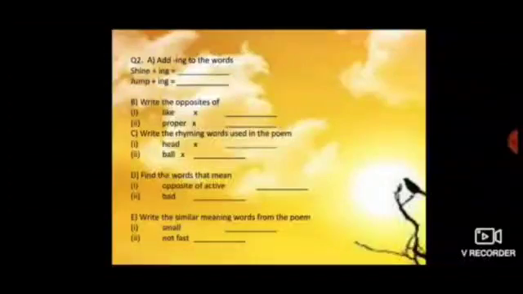Question number 2. Add ing to the words. Shine plus ing. You have to do them on your own. Jump plus ing. Write the opposites of like, proper. C. Write the rhyming words used in the poem head, ball. Find the words that mean opposite of active, bad. Write the similar meaning words from the poem small, not fast.